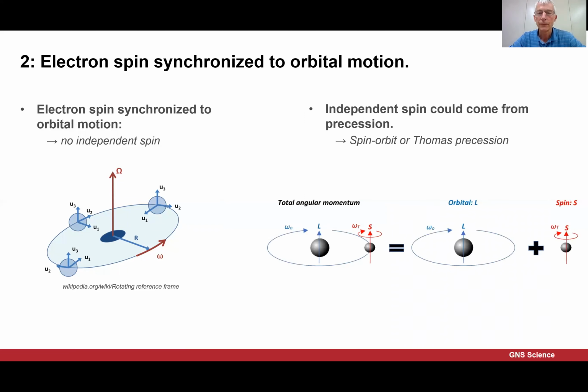So given that electron spin is synchronized to the orbital motion, we don't expect to see any independent spin. That will only come if there's an independent motion or independent spin of that orbital body. And this could come from precession, such as the spin-orbit interaction or the Thomas precession interaction. And so this is where we would expect to see the effect of the electromagnetic inertia of that orbital body making an influence. So this is what we're going to investigate shortly.